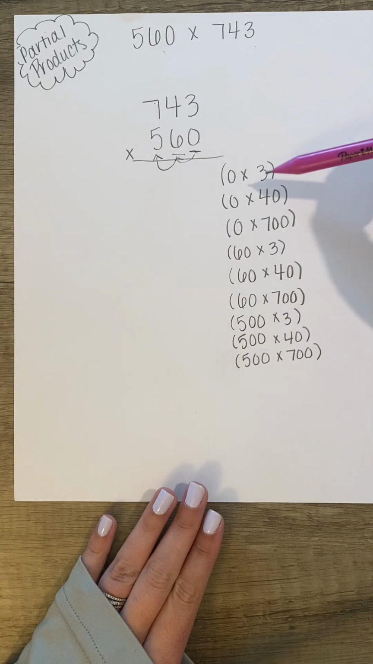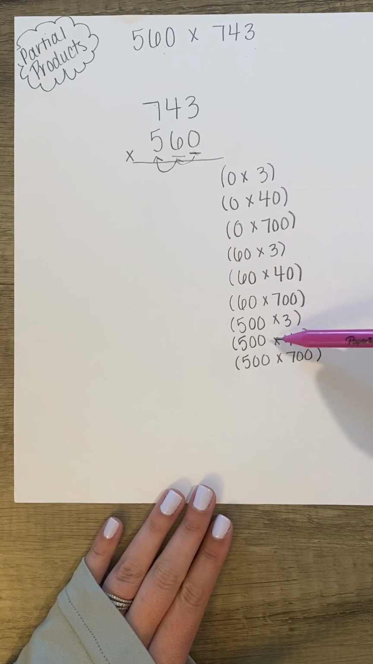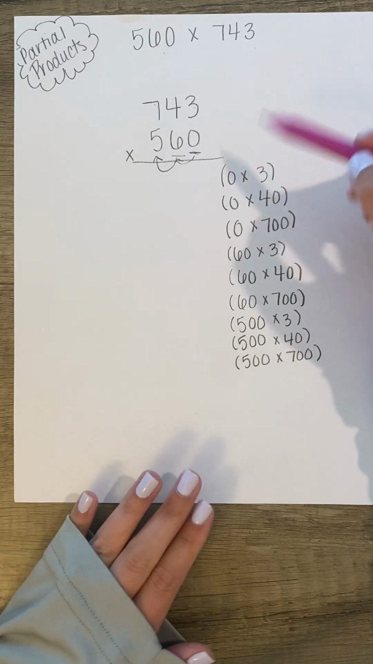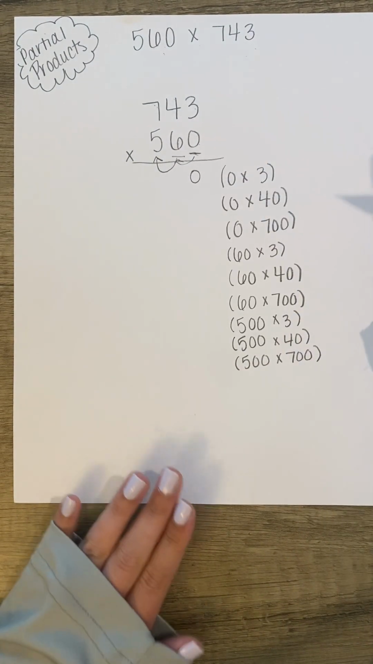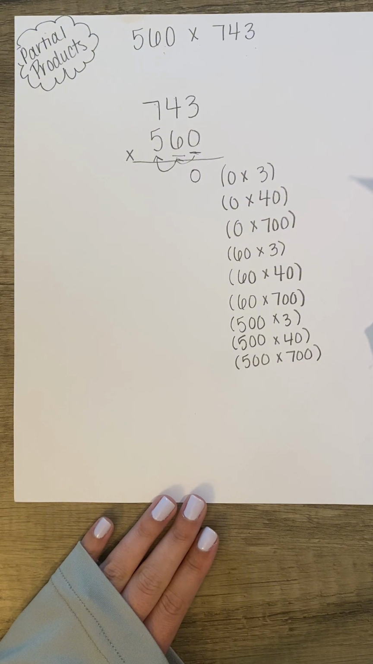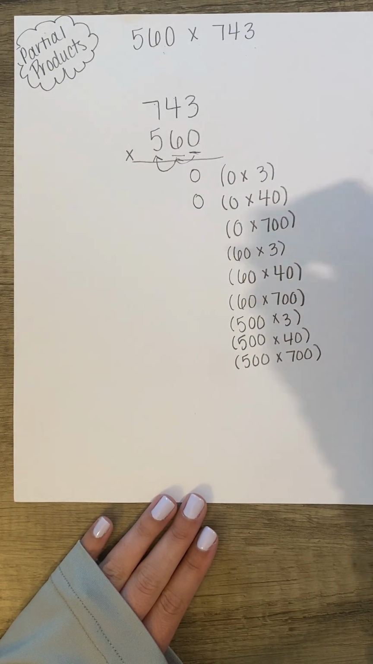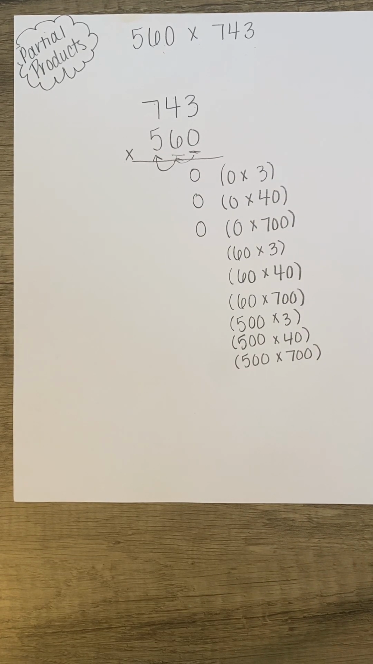So again, make sure that you've got your 9 partial products, 1, 2, 3, 4, 5, 6, 7, 8, and 9, before you start adding and completely forget something and then have to start all over, because I've done that. So our first partial product is going to be 0 times 3, so 0. The second partial product, 0 times 40, again, 0. 0 times 700, 0.